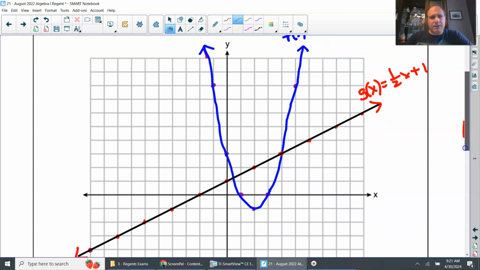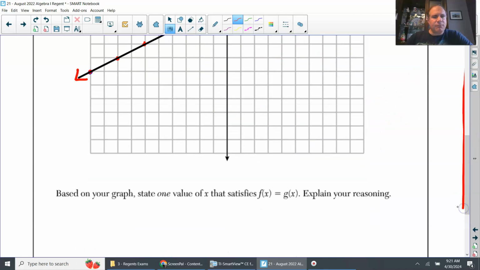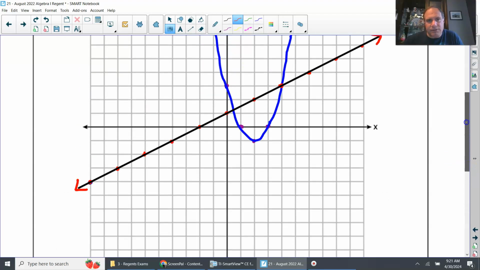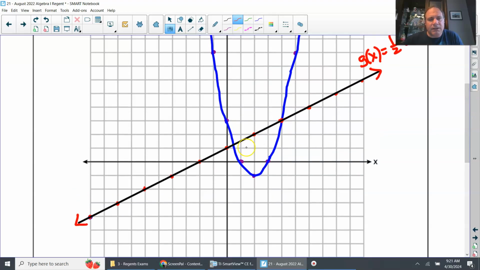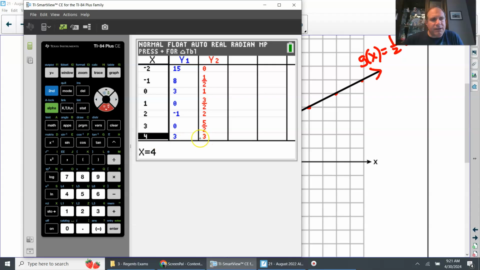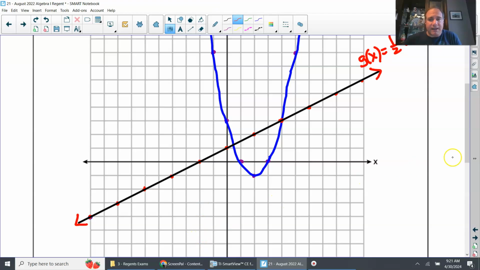And we have another question to answer. Based on your graph, state one value that satisfies f of x equals g of x. So just remember, when they're saying state one value, they're just talking about the intersecting point. The intersecting point is very easy to pick with the whole numbers. You see this one right here does not have a whole number coordinate, but right here, this is pretty easy to see. It's 4, 3. You can look on your calculator, 4, 3, right here where I left it. So that is when f of x equals g of x.